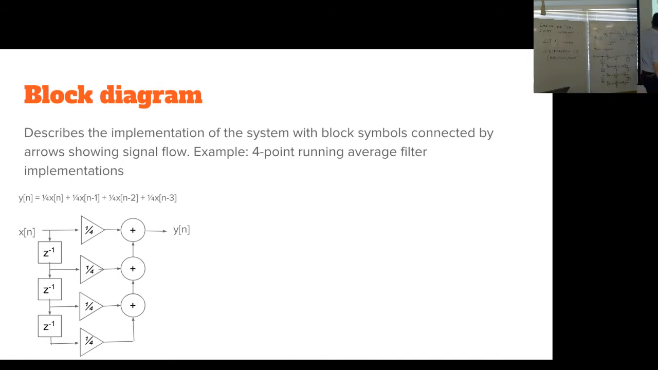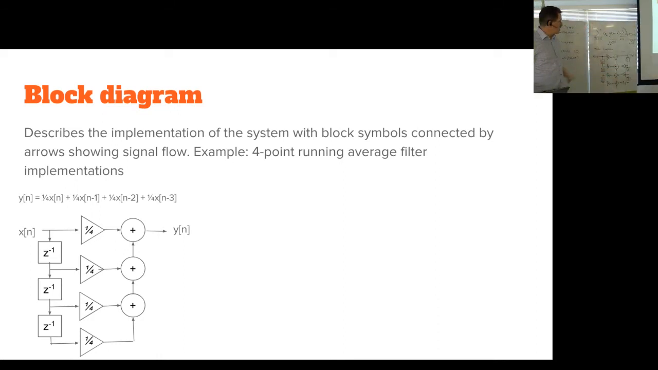But otherwise, it has one quarter of input, 1/4 of the previous value, 1/4 of the value before that one, and then this one. So this actually calculates the 4-point running average. Okay, whatever the input is, it always gives the 4-point running average from that. You can implement it like that. That's one way of doing it.